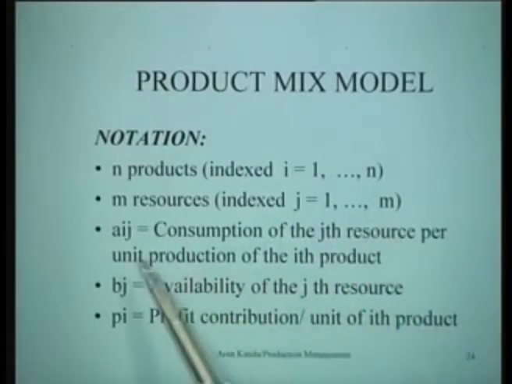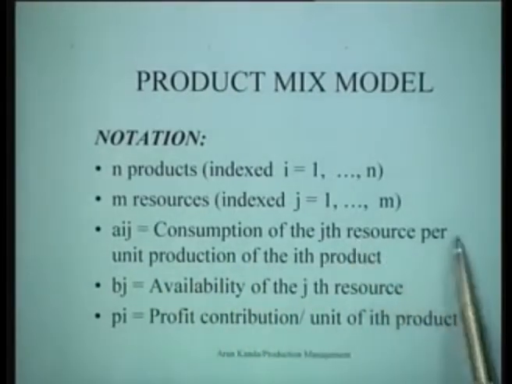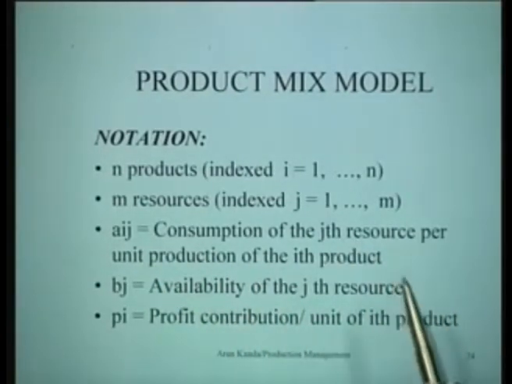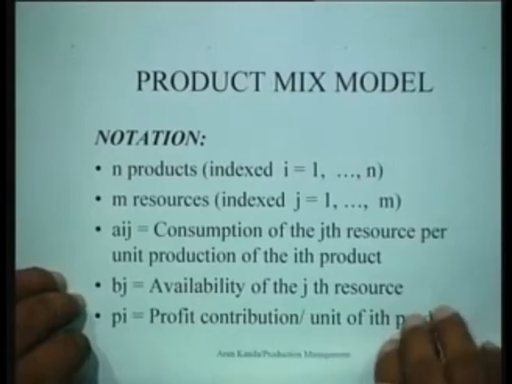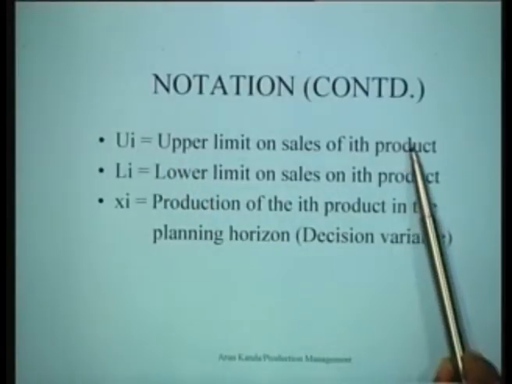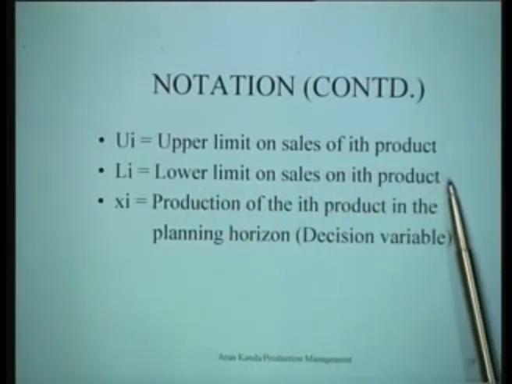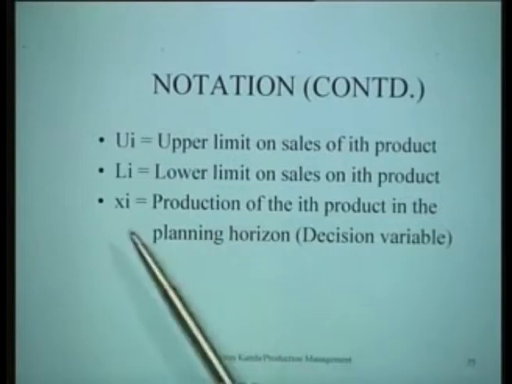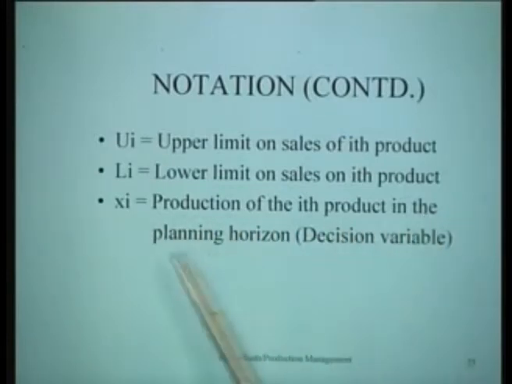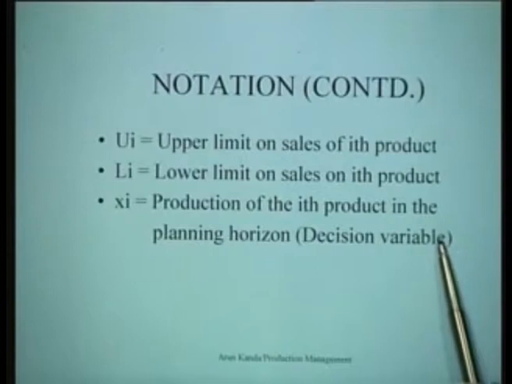You have m resources, Aij is the consumption of the jth resource per unit production of the ith product, Bj is the availability of the jth resource in general, and Pi is the profit contribution per unit of the ith product. So, when you have this, the various other variables are, the notation is Ui is the upper limit on sales of the ith product, Li is the lower limit on sales of the ith product in general, and Xi is the production of the ith product in the planning horizon. So, this is our decision variable.